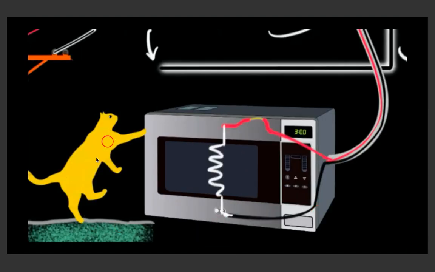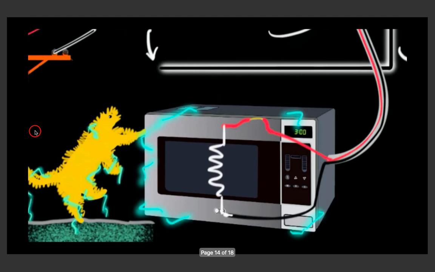Okay, and so we can see our cat coming along. Our cat's having a bad day. It touches the microwave casing here and ends up getting a shock because that wire is electrically connected to the casing. It's basically the same situation as before when the cat was just directly touching the wire itself.